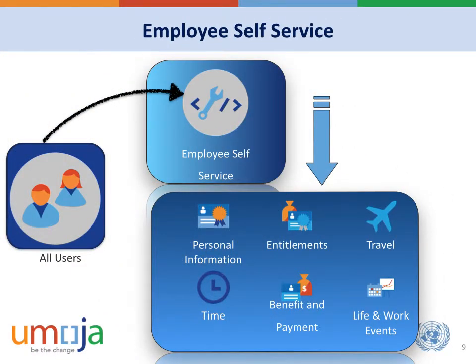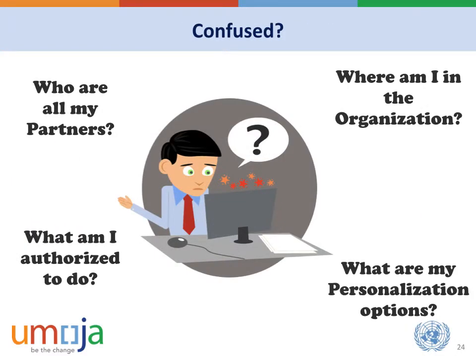With the introduction of the Umoja extension, you are going to have a fairly large population of users who are going to have only the employee self-service, which means they'll be able to update their personal information and entitlement, and request their travel, time, benefits and payment, and all associated life and work events. Once you start working on Umoja, this is what's going to happen to a normal user.